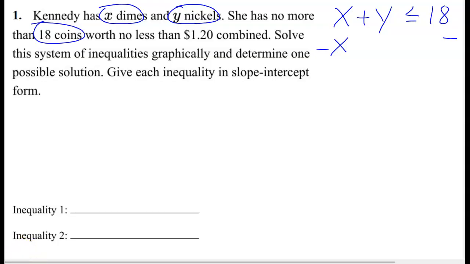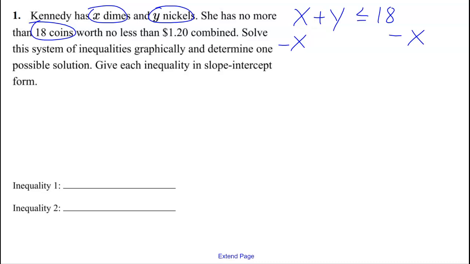Hang on a second. Somehow this did not show. Just one moment. Okay, now it's on here.